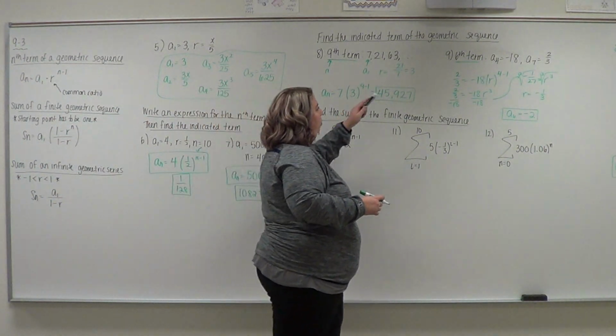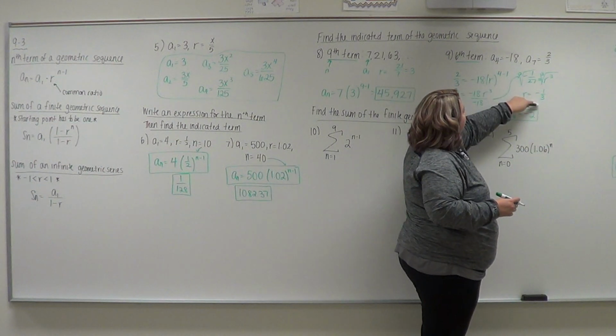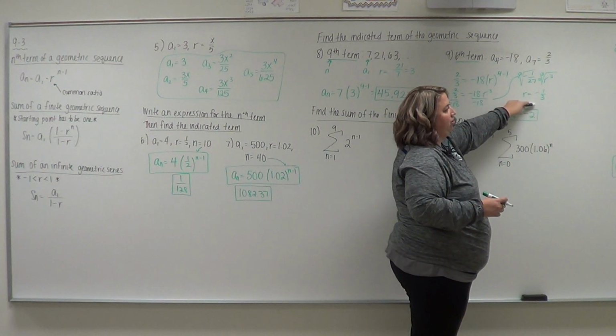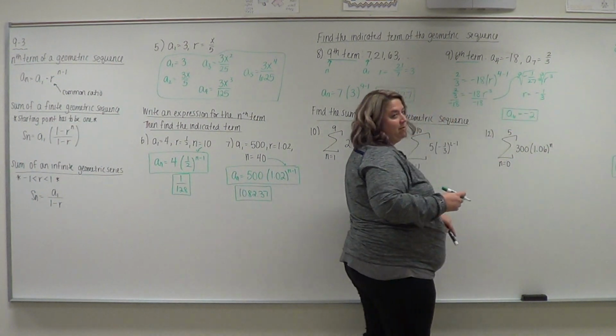We could have started with 4, and we could have multiplied by negative 1/3, and then multiplied by negative 1/3 again, then we would have gotten the same answer.